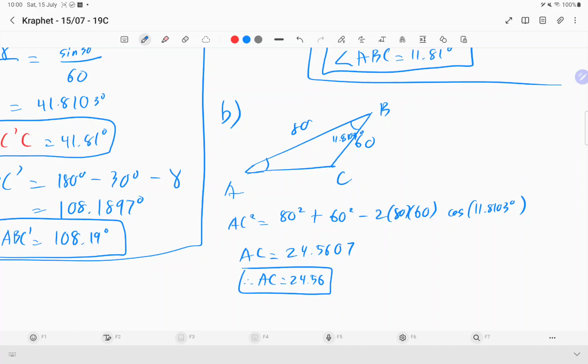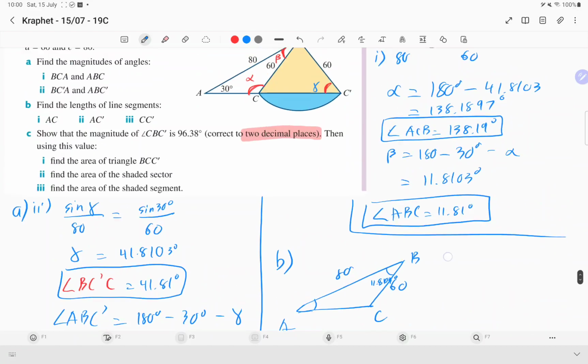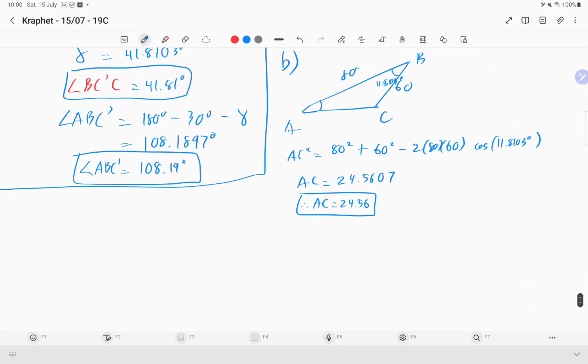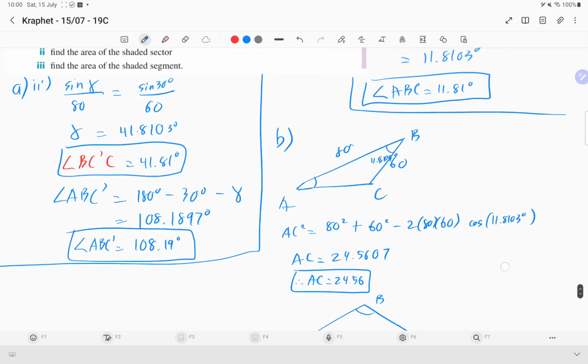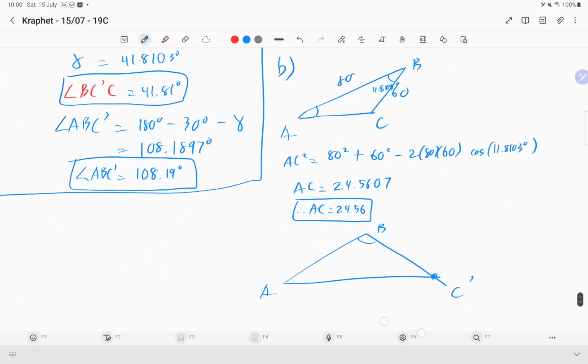Okay? Let me double check them. Yep, that's right. So that's the first one, and then we apply AC dash. AC dash is a different triangle. It will be ABC dash, right? So once again, I'll draw that triangle out. ABC dash. It doesn't need to be exact. Now, the angle ABC dash we found earlier was 108.1897 degrees, and then we've got this one is 60 and 80, same thing.